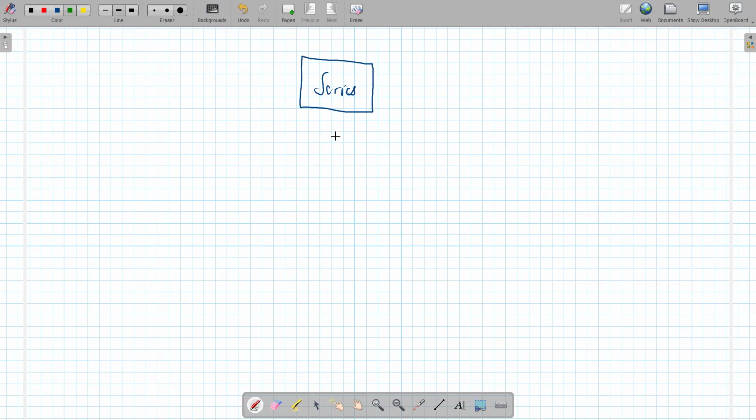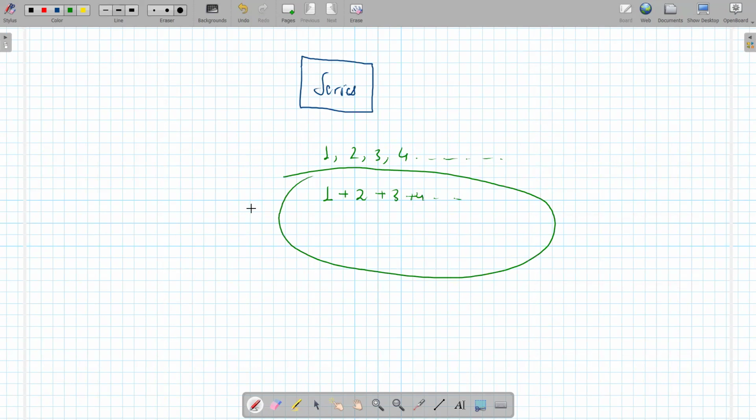It's actually pretty straightforward. A sequence is something like this. A series, instead of having a comma between the digits, you have either a plus, if this is an arithmetic sequence, either you have a plus or you have a minus. So this right here would be an example of a series.